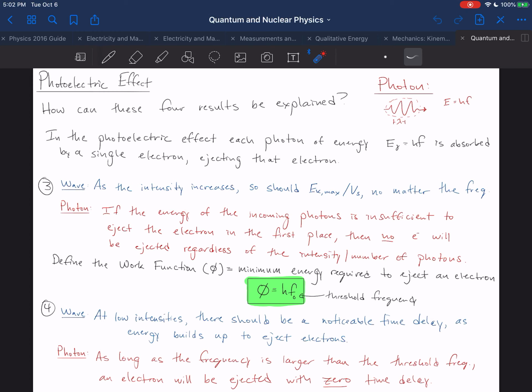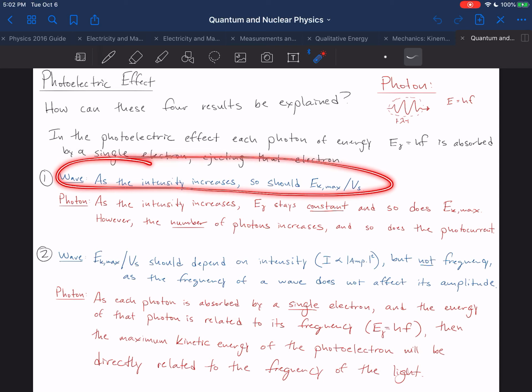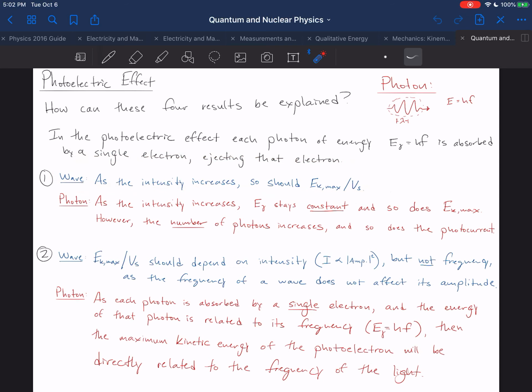So, if we're taking a look at these results, I'm going to start with number 1 here. We're going to consider each of the things that have happened and what would happen on the wave model versus what will happen on the photon model. So our explanation of it on the photon model is here, and then what we would expect to happen on the wave model is right here. You should be comfortable explaining both.